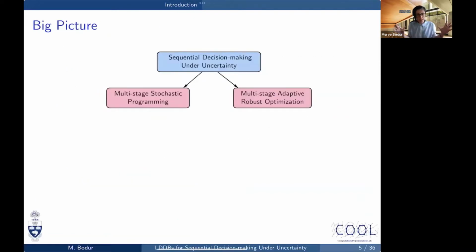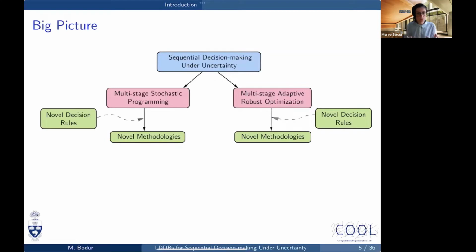So the big picture, we have these two modeling frameworks for sequential decision-making under uncertainty, either multi-stage stochastic programming or multi-stage adaptive robust optimization. For both of those, we will propose these so-called Lagrangian dual decision rules, and they are basically going to be policies, and they will tell us what to do at any point of the time given the system state. So these rules will tell us what type of decisions to be made and accordingly what to set their values to.